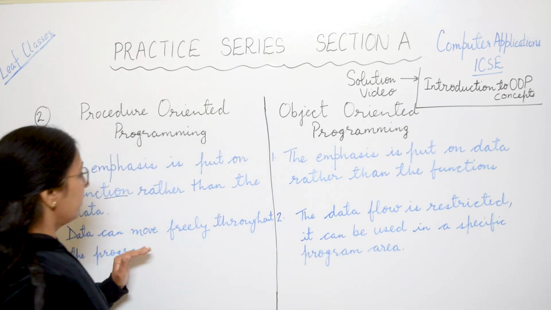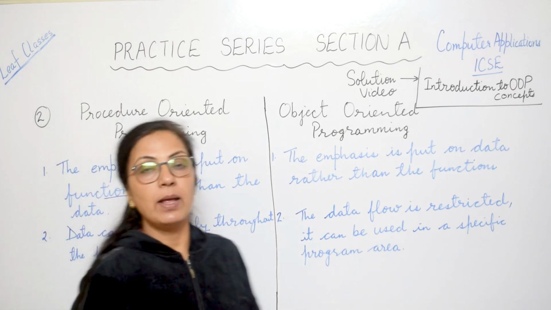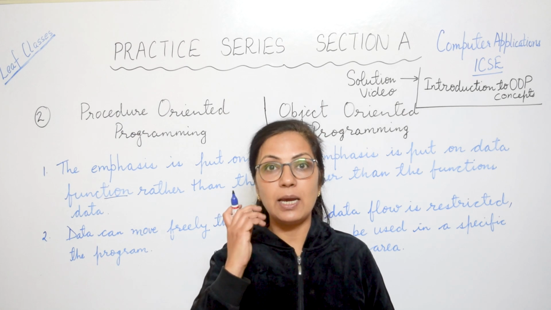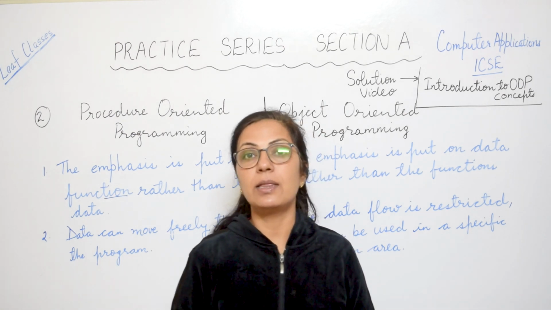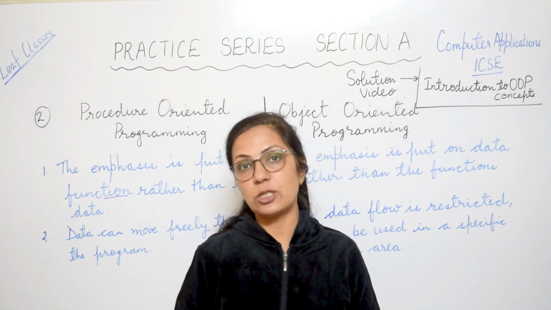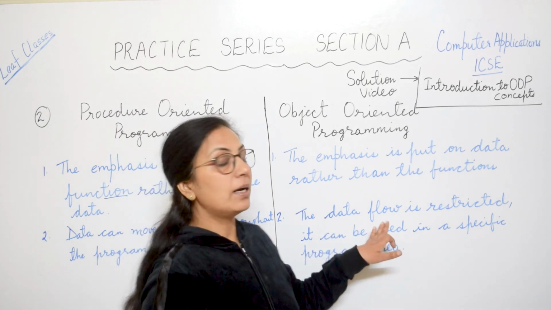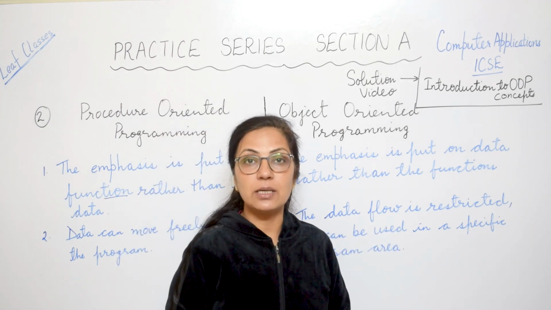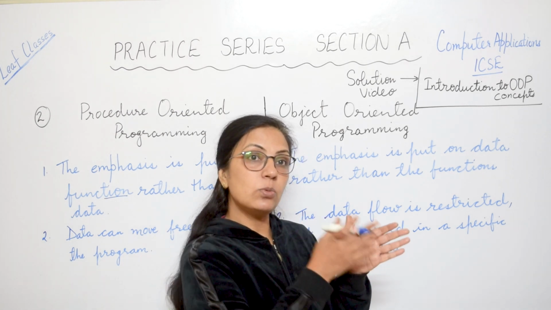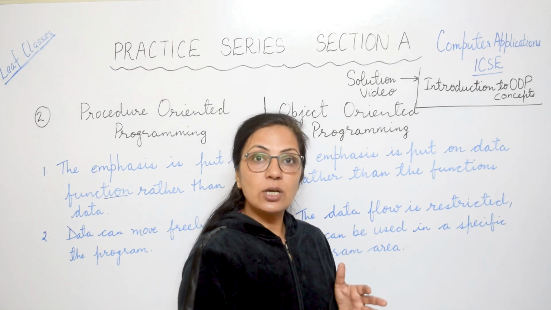And the second difference is data can move freely throughout the program. If you have taken any variable, that variable can be used in any of the functions anywhere in the program. In procedure-oriented programming, there is no restriction for the data. But in object-oriented programming, the data flow is restricted. We restrict that only this particular function can use this variable, other functions cannot. Like that, the restriction is put.